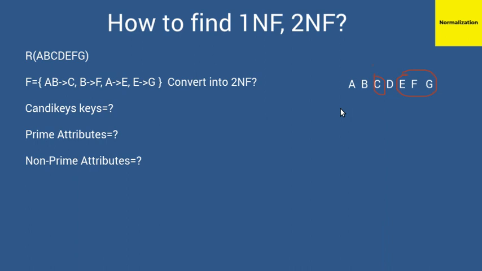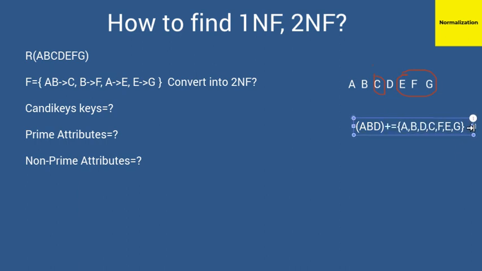The remaining attributes must be included in the candidate key, so A, B, D. Now we'll check whether it will form a candidate key or not. Include A, B and D, and with the help of AB you get C, include C, and with the help of B you get F, so include F, and with the help of A you get E, and with the help of E you get G. So A, B, C, D, E, F, G: all attributes. So the candidate key is A, B, D.